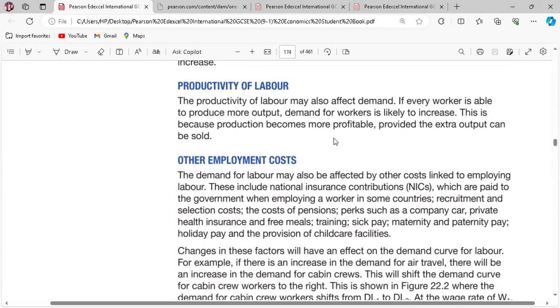So if the productivity of workers is increasing, if it is noted that labor productivity is increasing, that means demand for labor would increase, because firms will understand that if they employ more workers, they will be more productive and more efficient, and they will be able to produce extra output, and be more profitable. So if productivity of labor is increasing, then demand for labor would increase, shifting the demand curve rightward from DL1 to DL2.